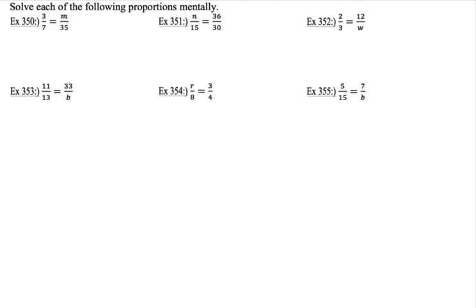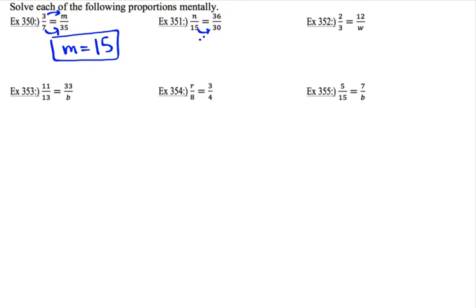All right. So let's solve using mental math. On this first one, 3/7 equals m over 35. To get from 7 to 35, you multiply by 5. So 3 to m, I'm going to multiply by 5. 3 times 5 is 15. M equals 15.